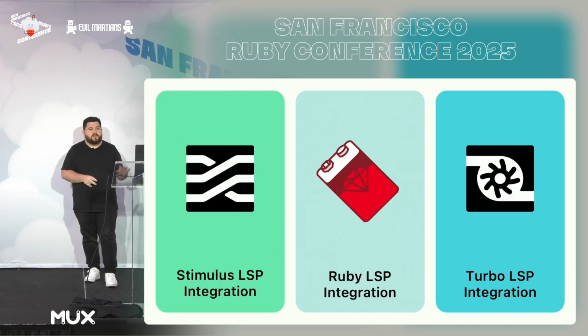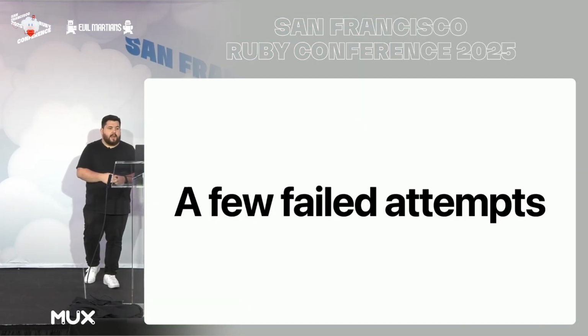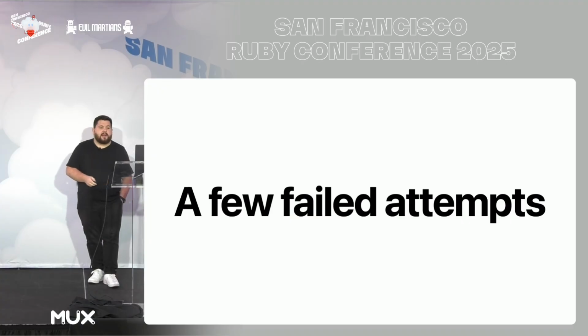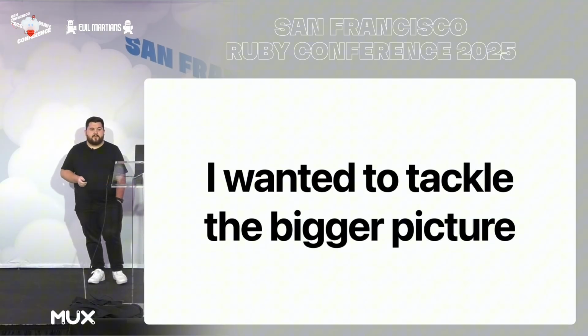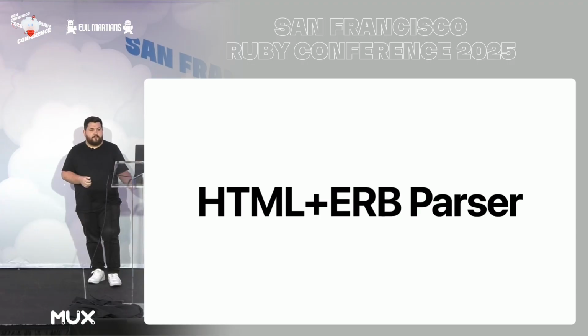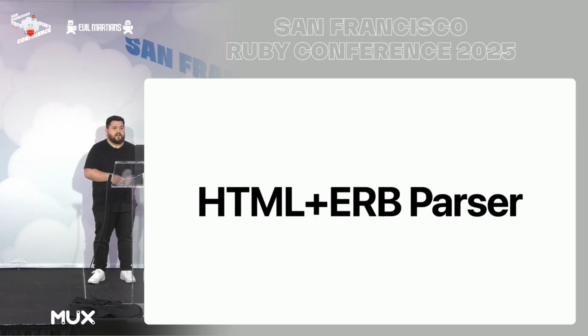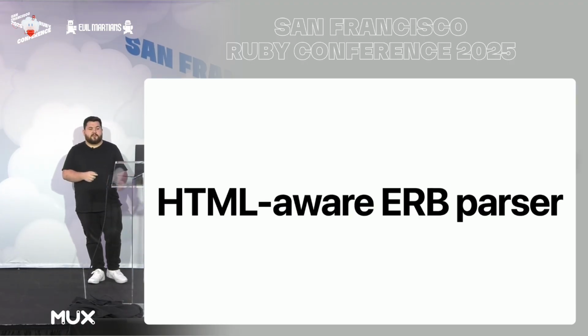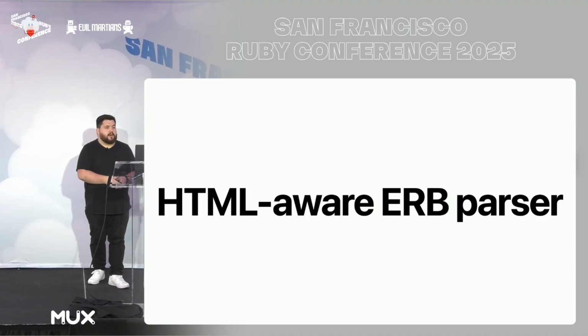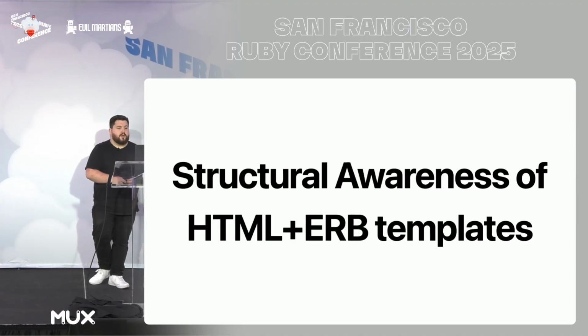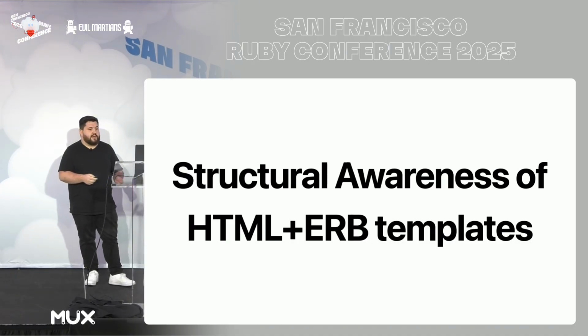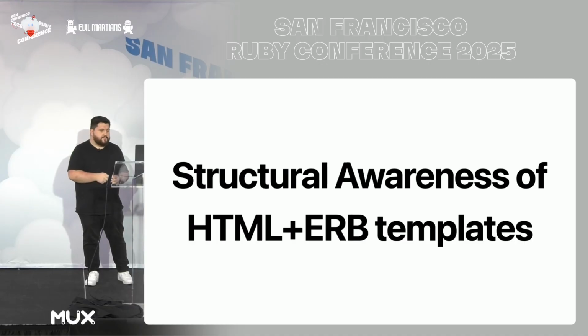So there were a few use cases where we thought it would be cool to have something more powerful. I had tried to do that. We had some working solutions, but it was mostly failed attempts, which was frustrating. So I wanted to tackle the bigger picture. I wanted to see if you can write a new parser that is HTML-aware, or to put it differently, an ERB parser that's HTML-aware, that understands its surroundings, so it has the structural awareness of these templates to help you write these controllers or views.